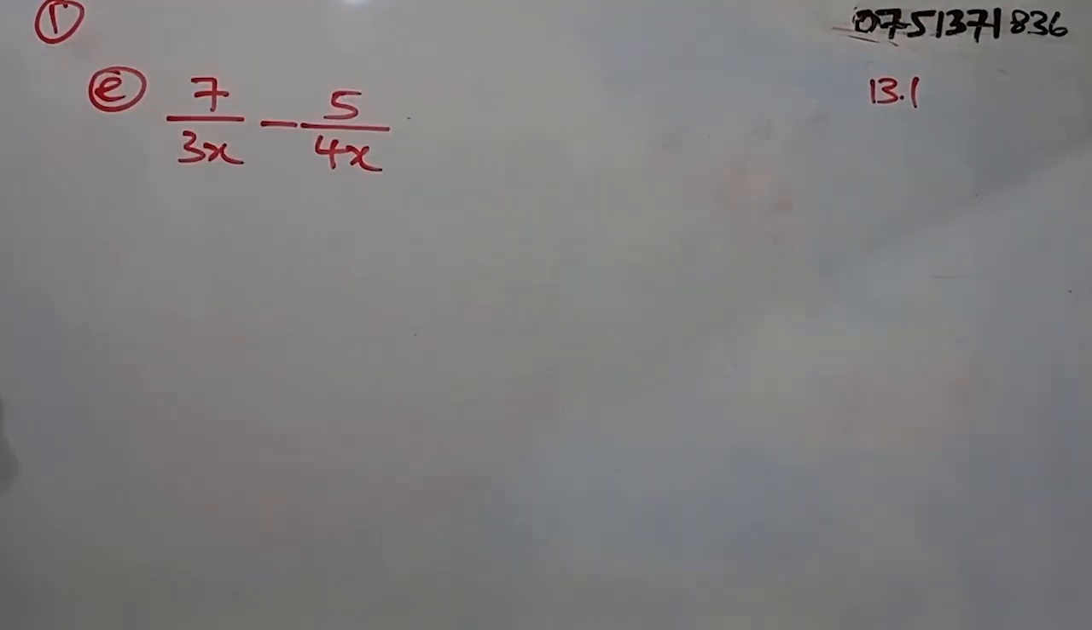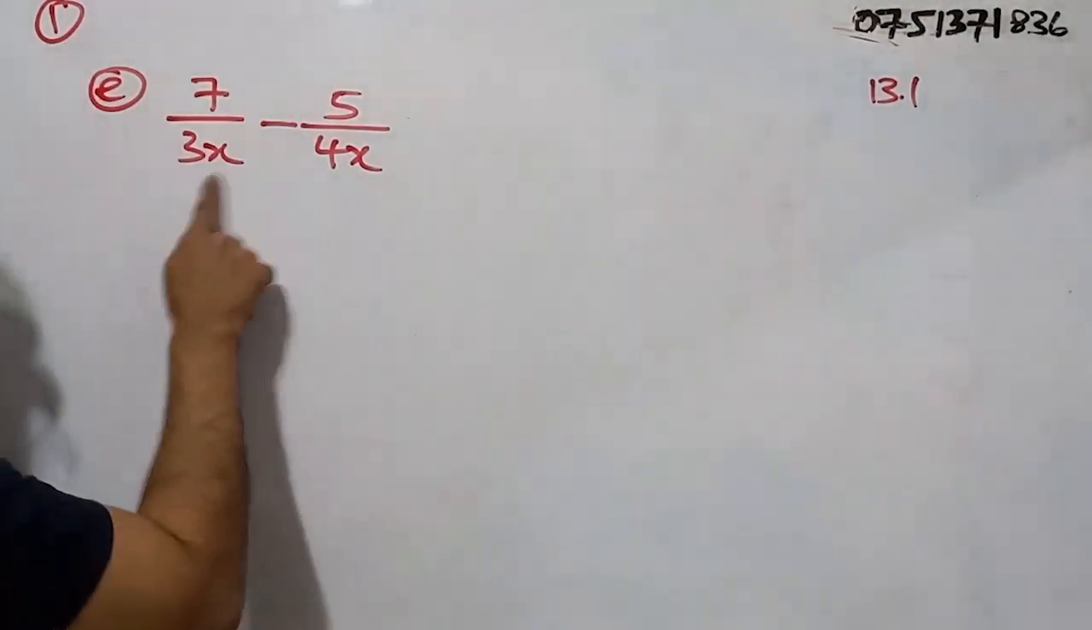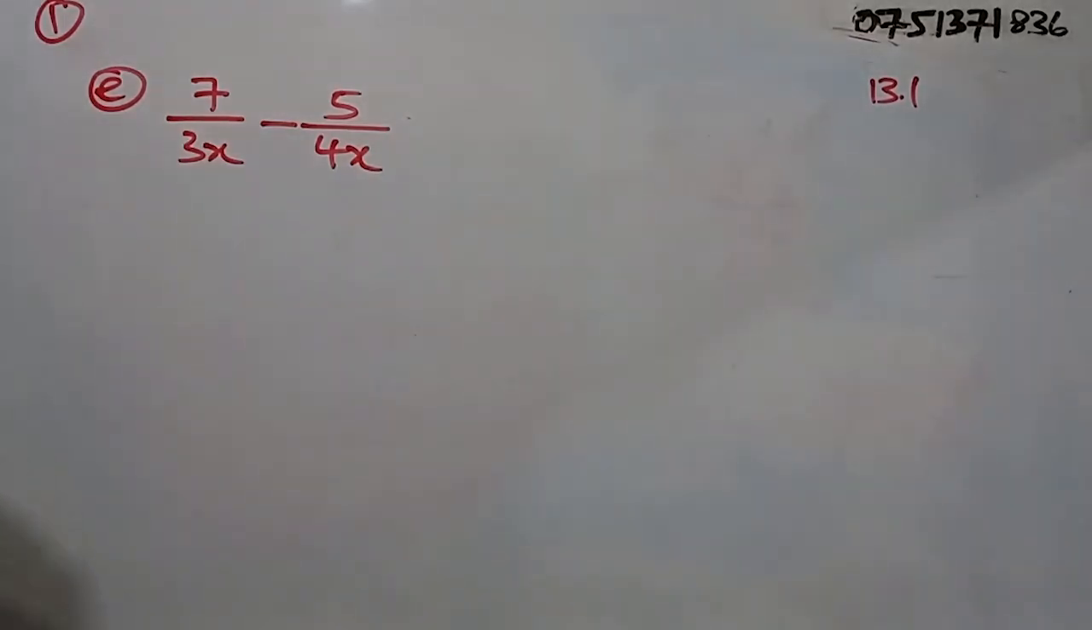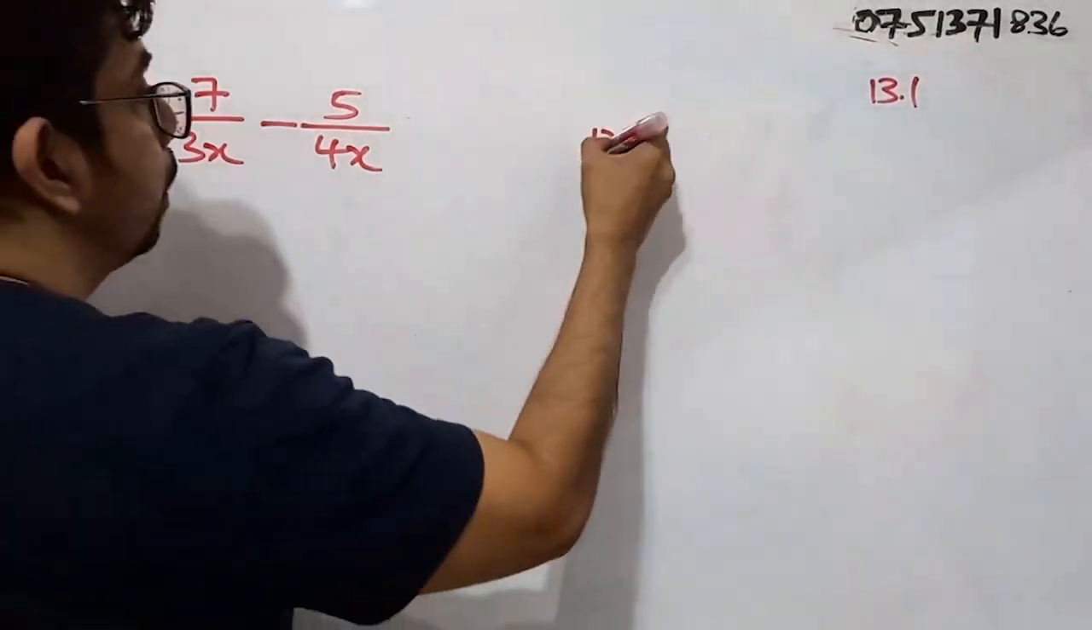Okay, next. So we have 3x and 4x as the denominators, right? So what will be the common denominator or the least common multiple? It will be 12x, right?